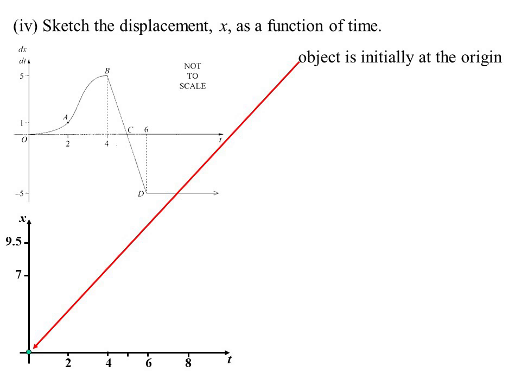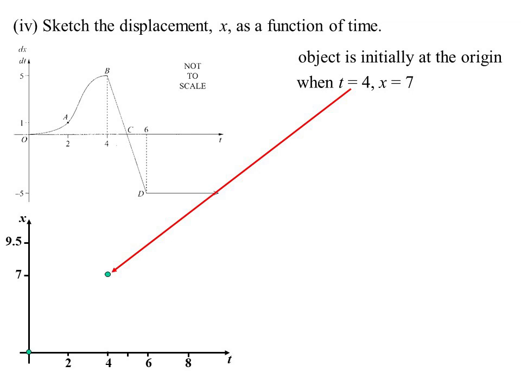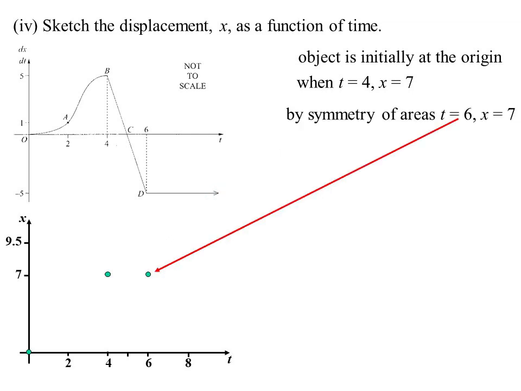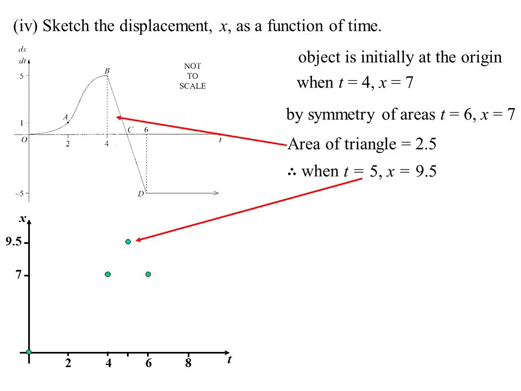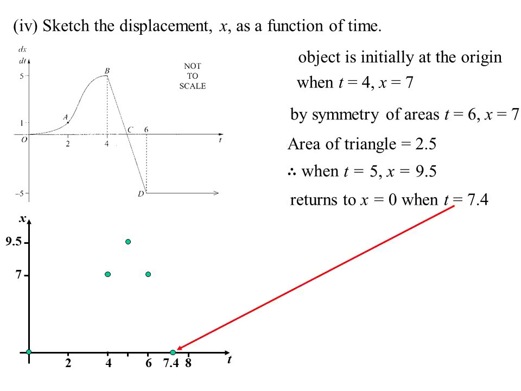We know the object is initially at the origin, so let's plot that point in. There it is. We estimated that when t equals 4, displacement was 7. So let's put that point in. By symmetry, at t equals 6, it's got the same displacement, because that's when these 2 triangles match their areas. So at 6, I'll plot that point in. The area of the triangle, that's where the 9.5 comes in. That triangle has an area of 2.5, so I knew the displacement went another 2.5, so it goes up to 9.5. Plot that point in. Returns to the origin. We worked it out. We estimated at 7.4. Plot that point in.